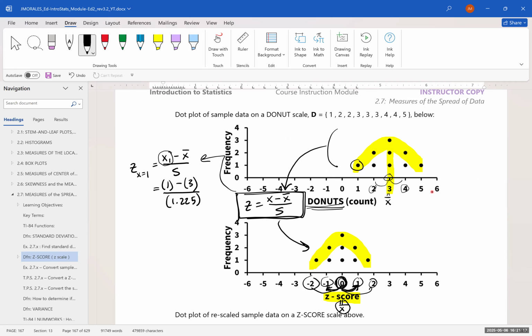And if we do 1 minus 3, that's going to give us -2. And if we divide that by 1.225, we get -1.633. So when x is equal to 1, our z-score is -1.633. So let's see where that went.